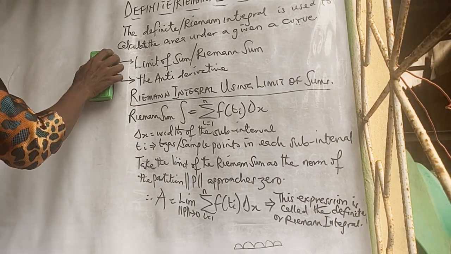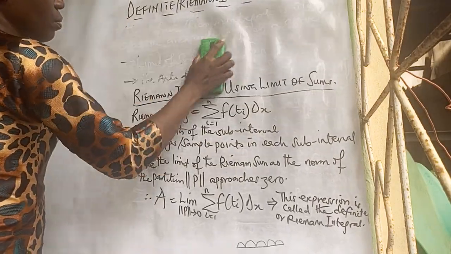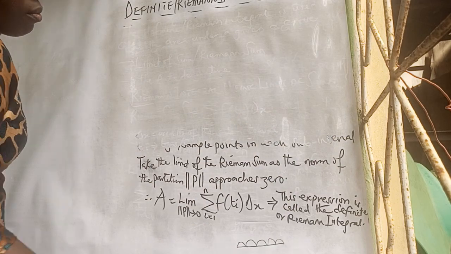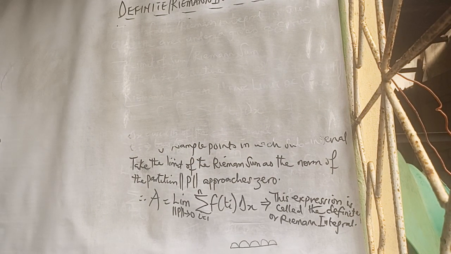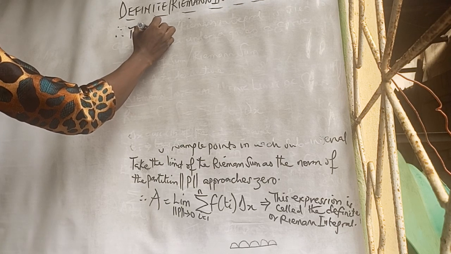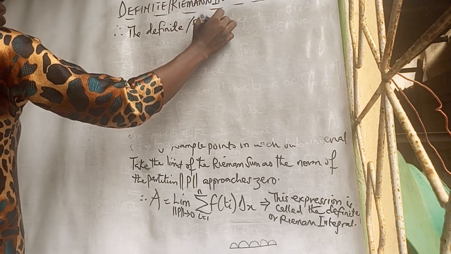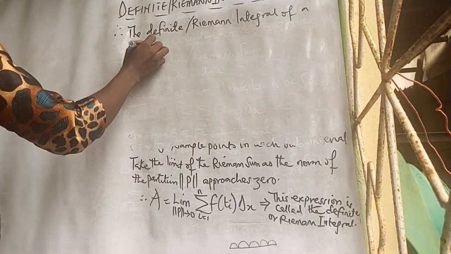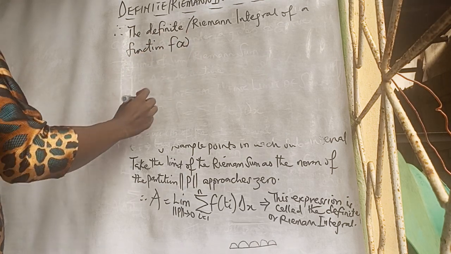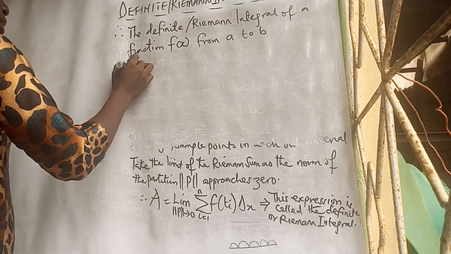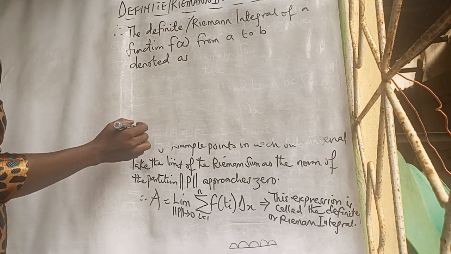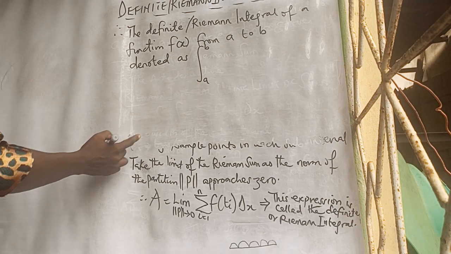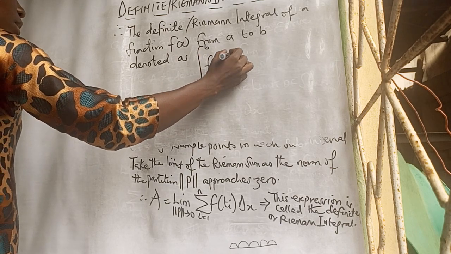And so we can now say it this way. The definite or Riemann integral of a function f of x from a to b is denoted as the integral sign, as you will recall from your previous math classes: the integral from a to b of f of x dx.